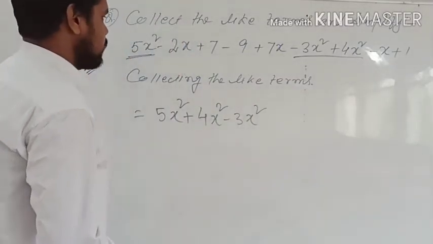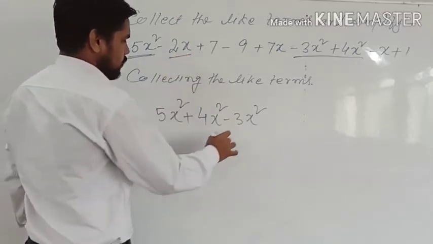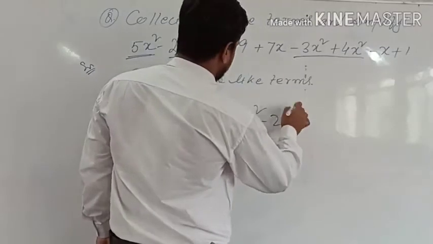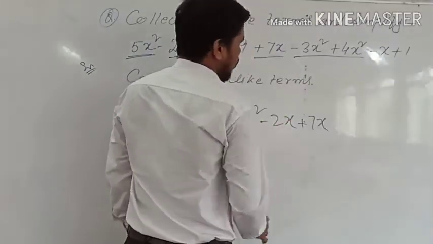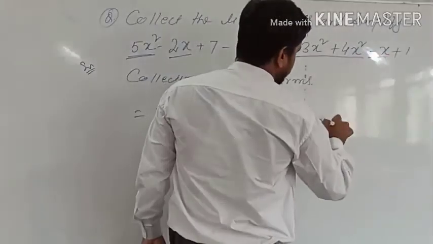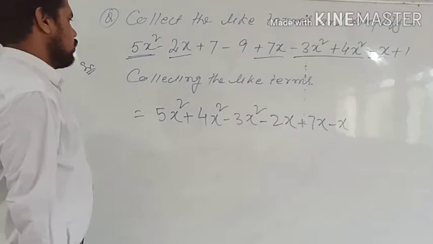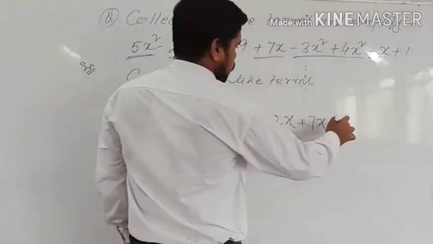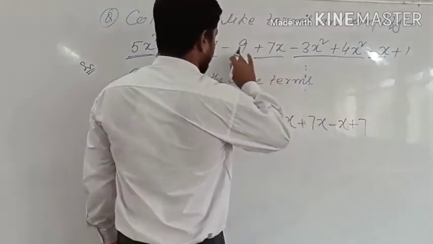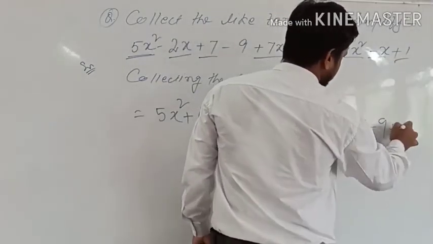Okay, any else x square? No. Then next we will move to the x. So here minus 2x, this is plus 7x, and then here again minus x. Then we have plus 7. So plus 7 minus 9 and plus 1.